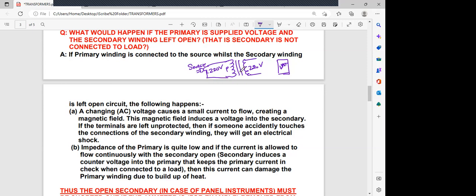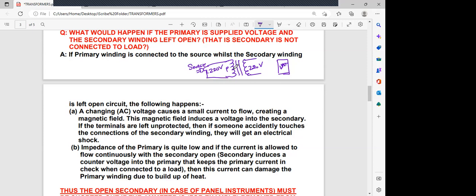Now, when you have current flowing through a conductor, its own electromagnetic lines of force are going to cut the primary again. When it cuts the primary, it is going to induce a voltage into the primary because of the current flowing in your secondary.